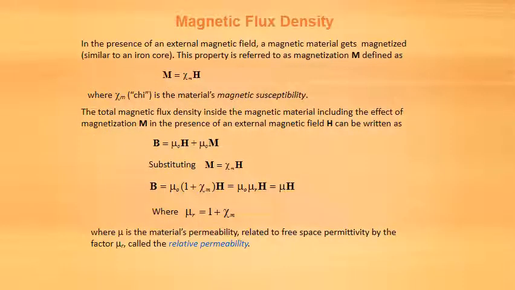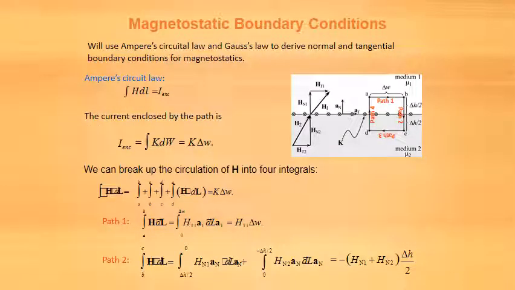Magnetization can be defined as M equal to chi m H, where chi is the magnetic susceptibility. The symbol is chi. We know that magnetic flux density B equal to mu naught times H plus M. M equal to chi H. By substituting this, we have the relative permeability mu r. Let us discuss the magnetostatic boundary condition. In the magnetostatic boundary condition, there are two media, medium 1 and medium 2.